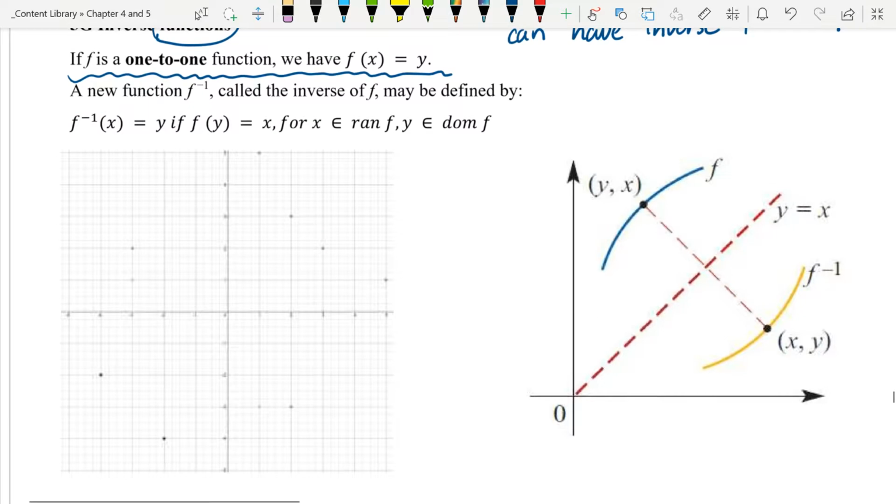So f inverse of y equals x. If f of x equals y, then this is my inverse: you put y into this function, you get x out. Okay, you put y in, you get x out. So this is the inverse function.